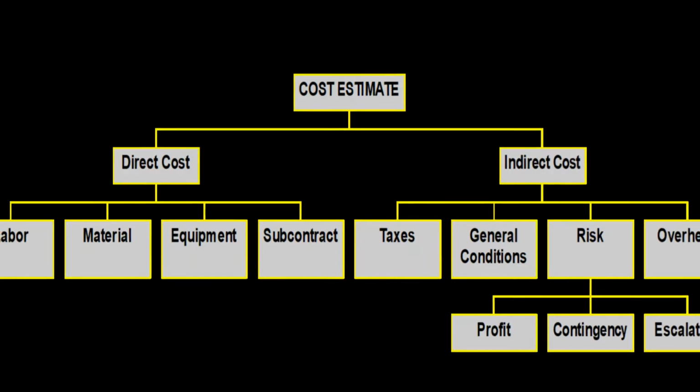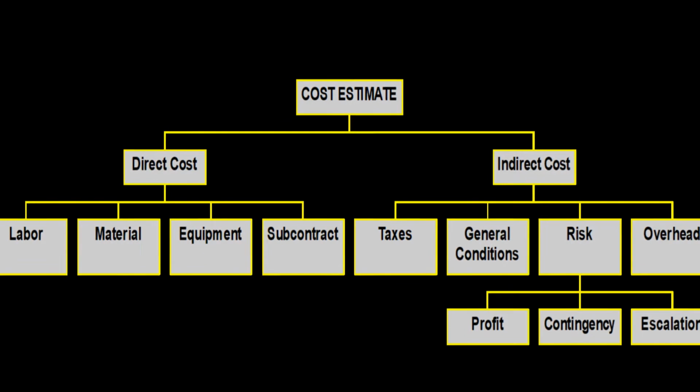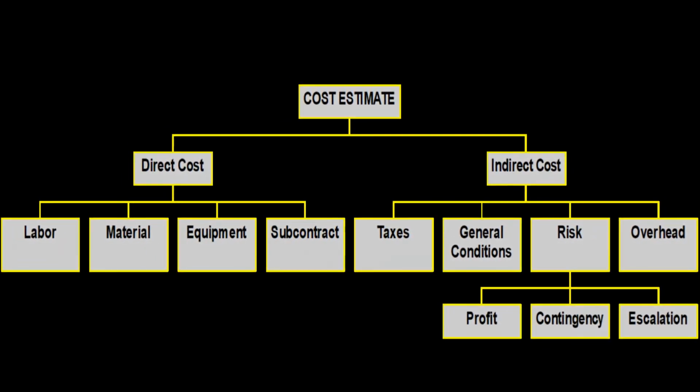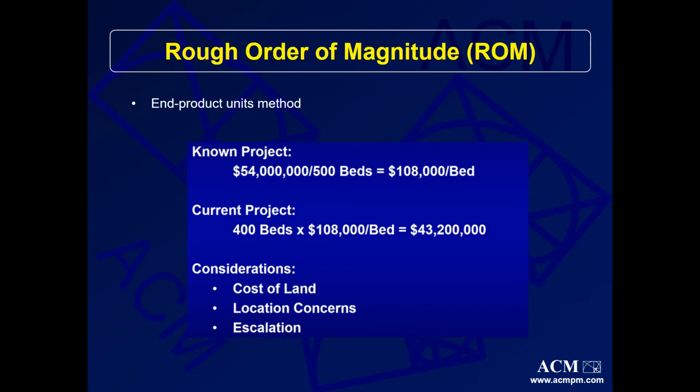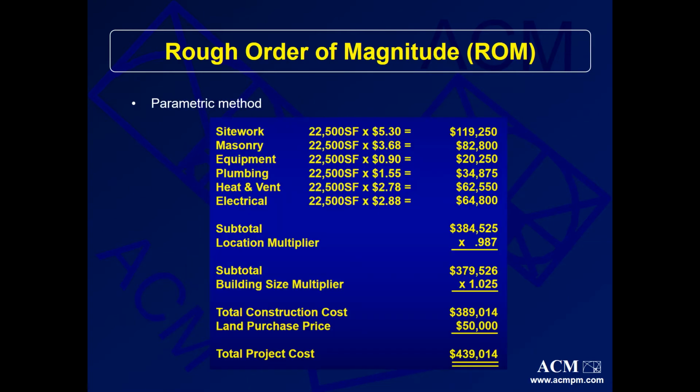Participants will also be taught the various elements of cost estimating, such as direct and indirect costs, and they are also taught the various processes of cost estimating. Considerable emphasis is placed upon designing elements of the cost estimate and the allocation of such elements in a project. Several methods of the rough order of magnitude estimate are reviewed, including the end product units method, the physical dimensions method, and the parametric method.